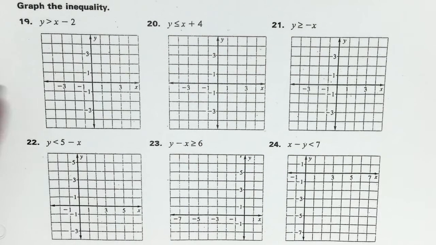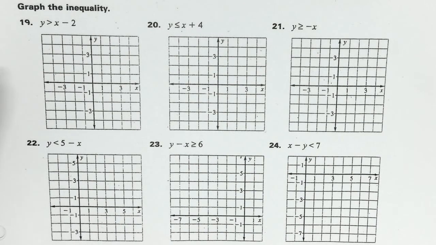I don't care if you use your y equals button, but please make sure that you flip the sign if you multiply or divide by a negative. It looks like 24 is the only one you're going to have to flip your sign. How did I know that? Because the y has a -1 in front of it. Do y'all see that?